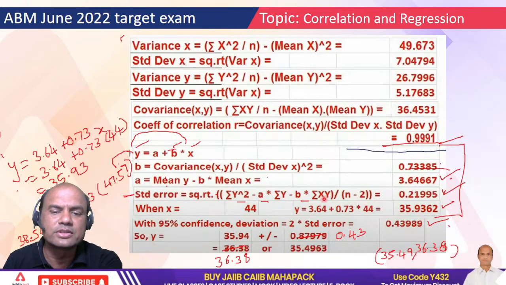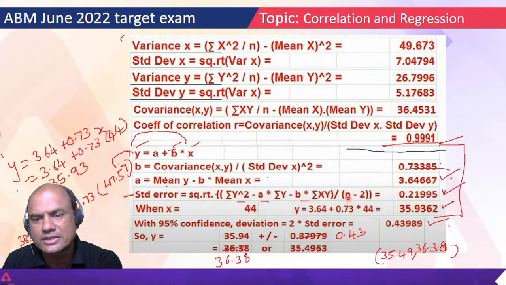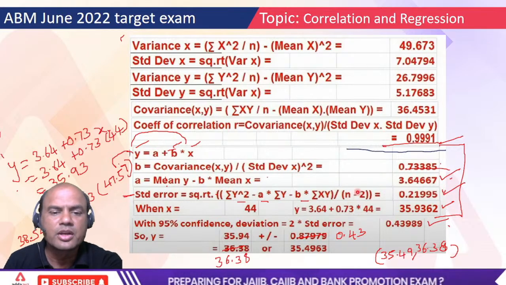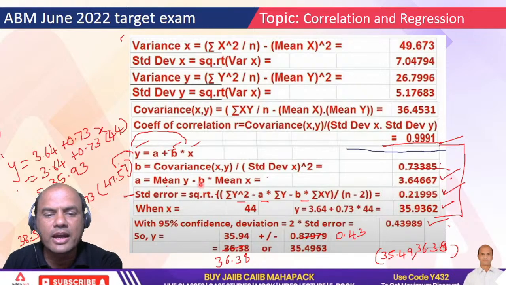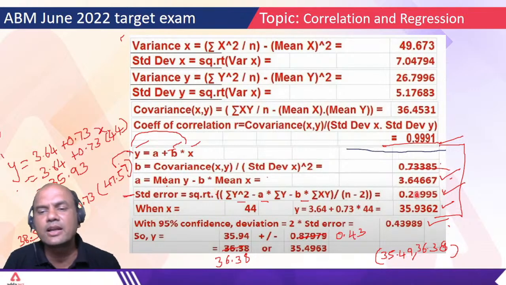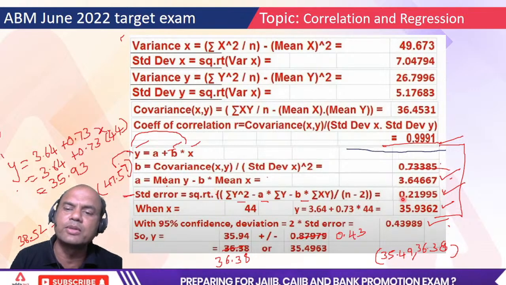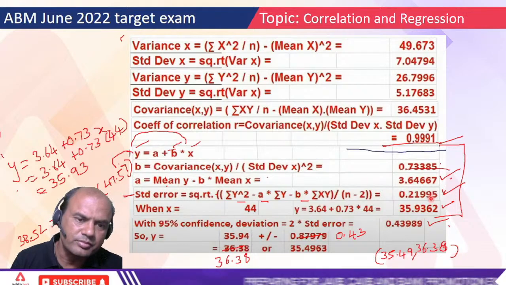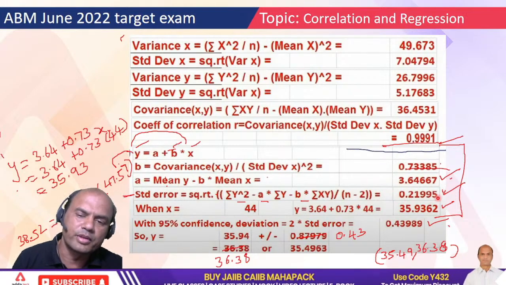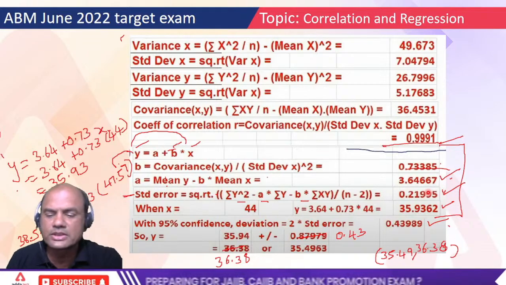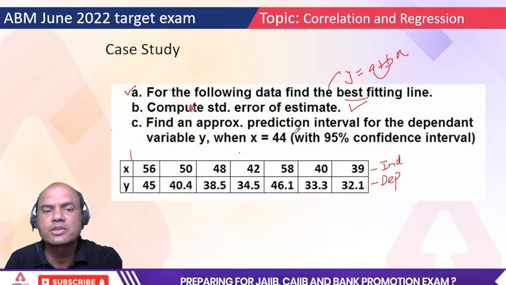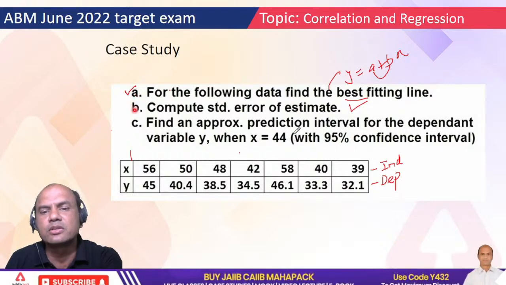So just put the values. Do I know n? Yes, that is 7. So 7 minus 2. Put the values, find the answer and take the square root of that. Never forget the square root. So you get the standard error as 0.2199, or roughly 0.22. Now once you have got the standard error, what part of your problem is solved? A is solved and B is solved. Now we have to find C. That is easy.